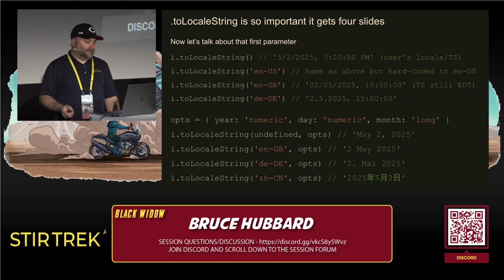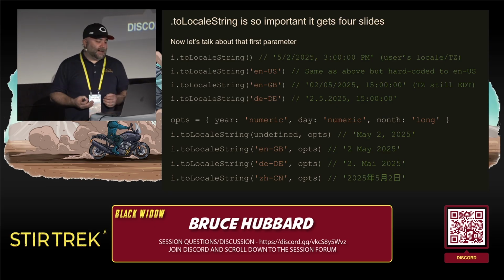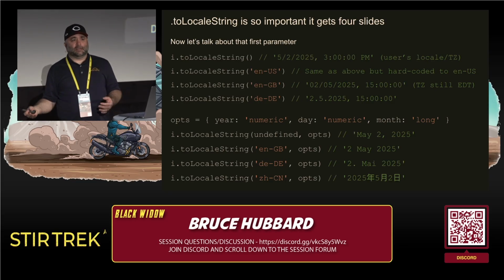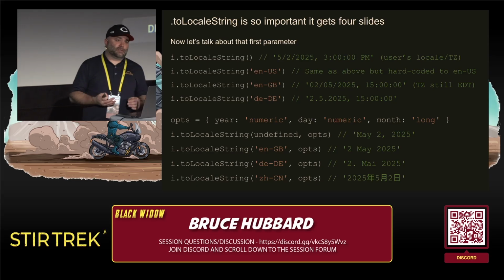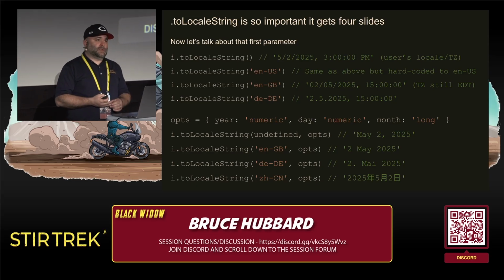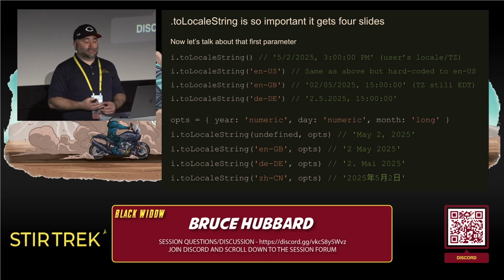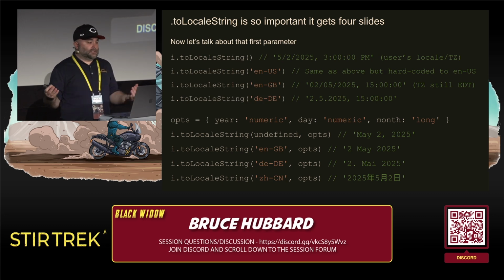So .toLocaleString is so important it actually gets 4 slides. So now we're going to talk about that first parameter. The first parameter is actually the locale. I mean, it's called .toLocaleString. So if you call it with no parameters, it reads the locale and the time zone off of whoever's machine is currently using it. So in my case, I'm in Ohio, and my locale is English US, so it displays my dates like that.